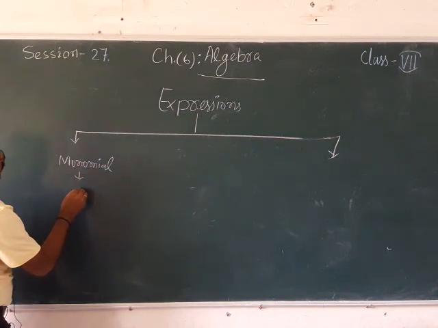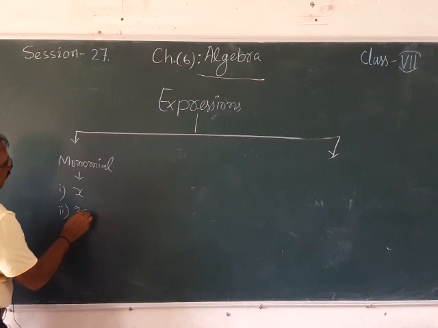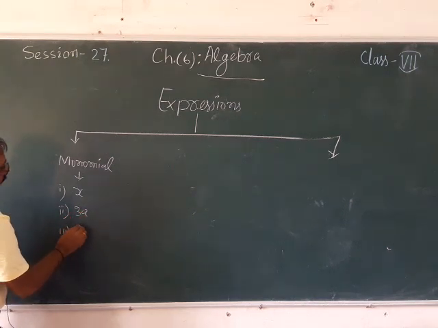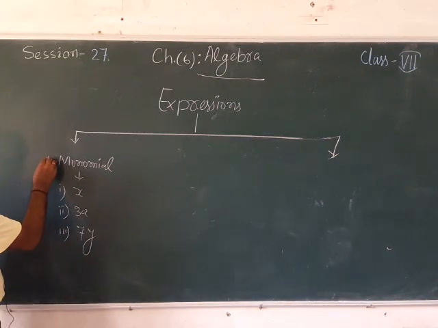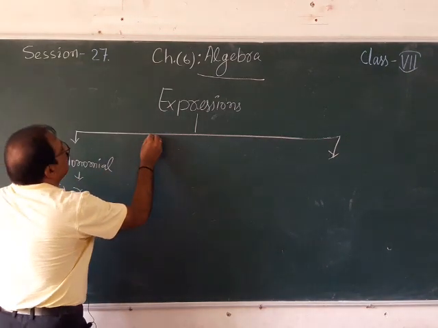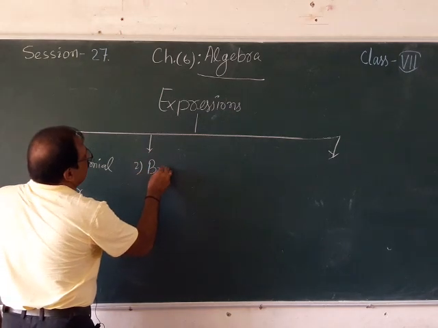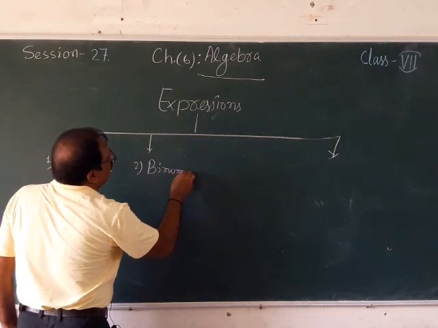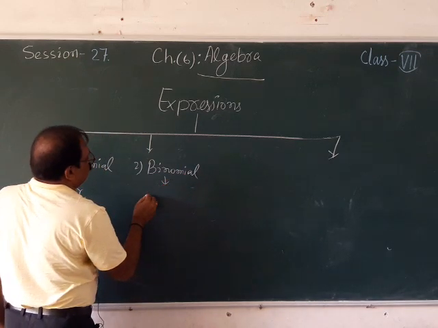Suppose I write x, or 3a, or 7y. These are the monomials. Then second, you have binomial. Binomial means the expressions which have two terms.